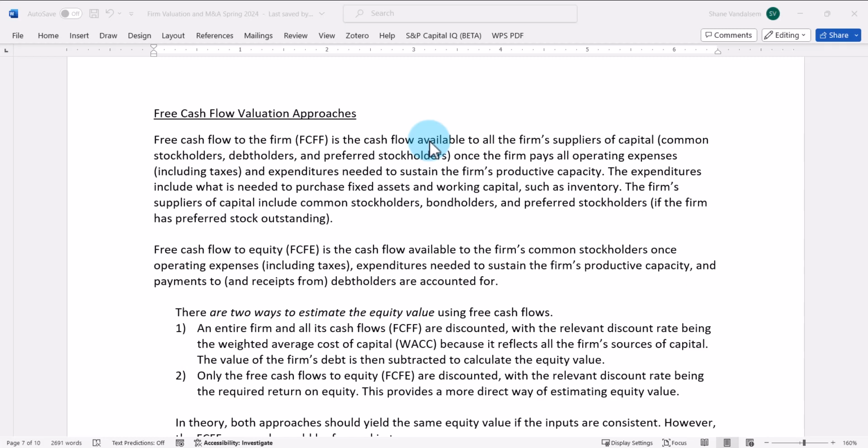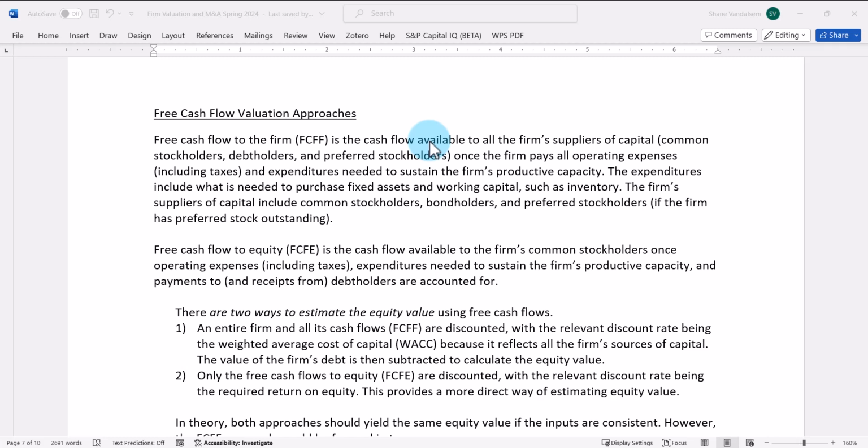And it's the cash flow available to them once the firm pays all its operating expenses, including taxes, and then any expenditures it needs to sustain the firm's productive capacity. So think of things like replacing equipment that's worn out, building new buildings, new locations for businesses, things that the company needs in order to maintain and increase its operations.